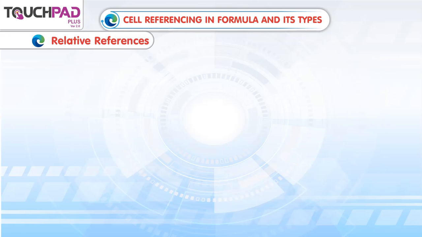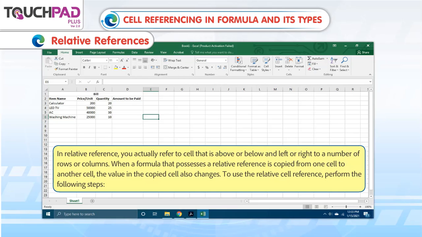Relative references. In relative reference, you actually refer to a cell that is above or below and left or right to a number of rows or columns. When a formula that possesses a relative reference is copied from one cell to another cell, the value in the copied cell also changes.